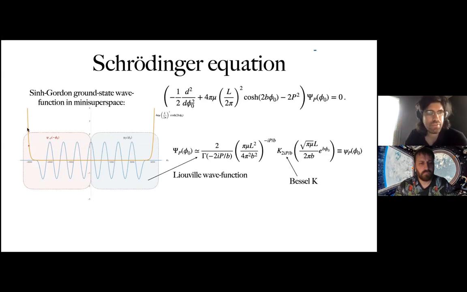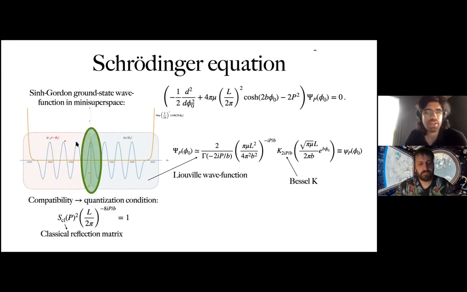So basically, you have this potential. Essentially, in this blue region, where you're far away from the left wall, the wave function is well approximated by the Liouville wave function, which is well known to be given in terms of a Bessel K. Also, if you go now to this red region where the right wall is very far away, you can also get the mirror wave function. And then imposing that the two are compatible in the central region, you get that the momentum is actually quantized, where here S is the classical reflection matrix, which can be obtained by taking the wave functions in this region.